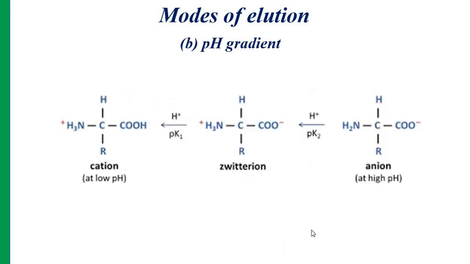Secondly, we can use the pH gradient for the elution of the target proteins in ion exchange chromatography. But before studying how the pH gradient can be used for this purpose, first we will focus on the amphoteric behavior of the amino acids. The amino acids can behave as the ampholytes or the Zwitter ions, that is, they may carry no charge.